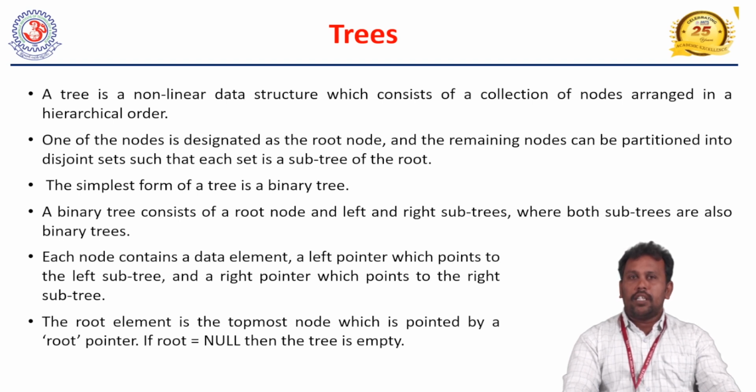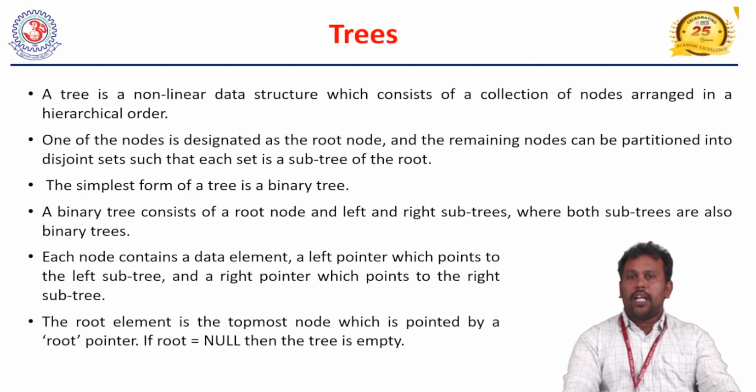The simplest form of tree is a binary tree. A binary tree consists of a root node and left and right subtrees, where both subtrees are also binary trees. So here is a definition of a tree: a tree contains one root and a number of children. The tree can be differentiated from the binary tree.